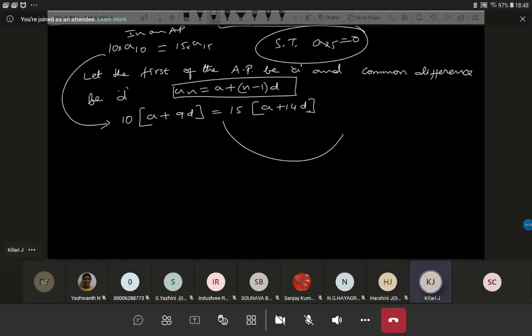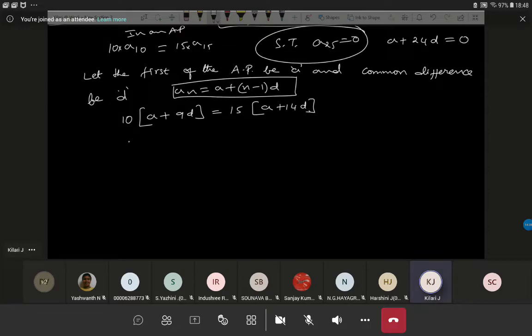From this equation, we need to get A25 is 0. A25 means you have to show like this: first term A plus 24D equal to 0. We have to prove that. So for that, you just modify this equation. Take some steps in the modification, then we'll get it directly.